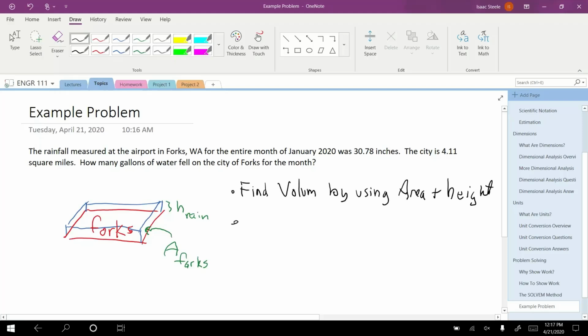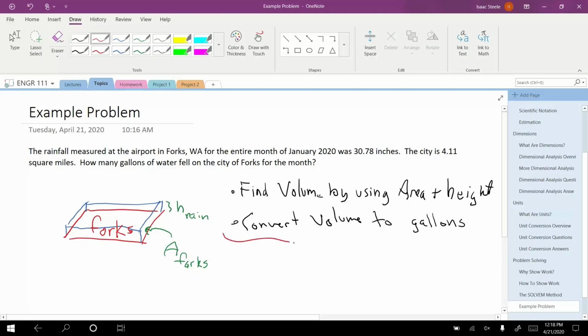Second thing I want to do is I want to convert my volume to gallons. And that really gets me kind of started on what I want to do here.